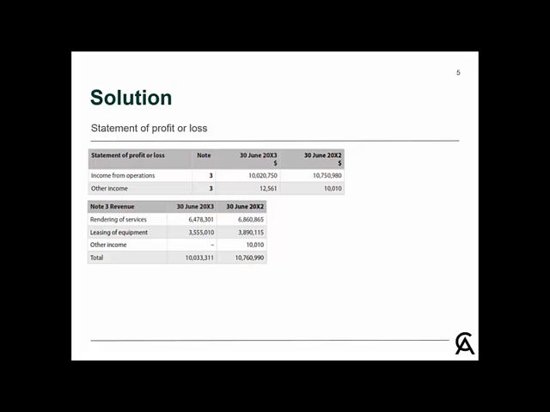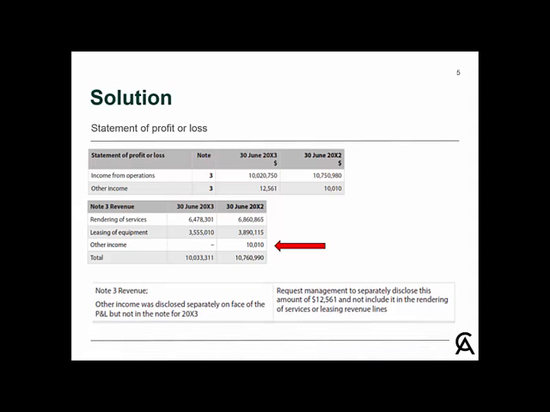So are the two consistent? From comparing the two, you can see that other income was disclosed separately on the face of the P&L, but not in the note. The auditor will have to take action here. It's important to note that the action the auditor should take is to request management to make this change. Remember that management have responsibility for the financial statements being correct, not the auditor. Your course of action should always be reflective of that.